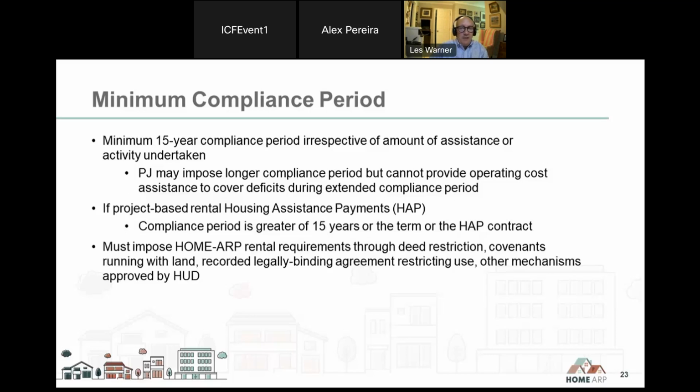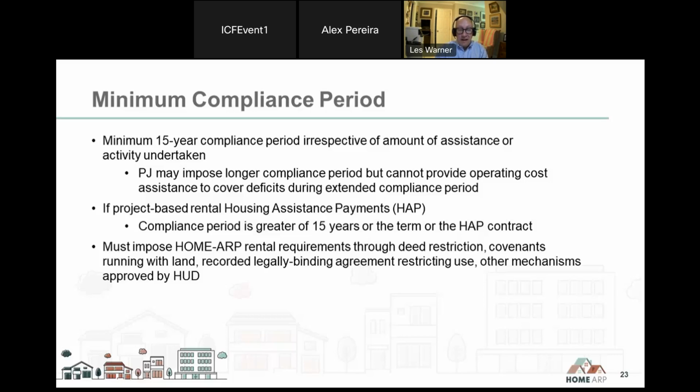So let's talk a little bit about that affordability period, that minimum compliance period, and what the rules are going to be for HOME-ARP. HOME-ARP rules are a little different than what we have under the HOME program itself. This is set up as a minimum of a 15-year compliance period. It doesn't really matter about the type of assistance that's being provided with your HOME-ARP or the type of activity, whether it's new construction or rehab. So all HOME-ARP projects are going to have a 15-year compliance period as a minimum.